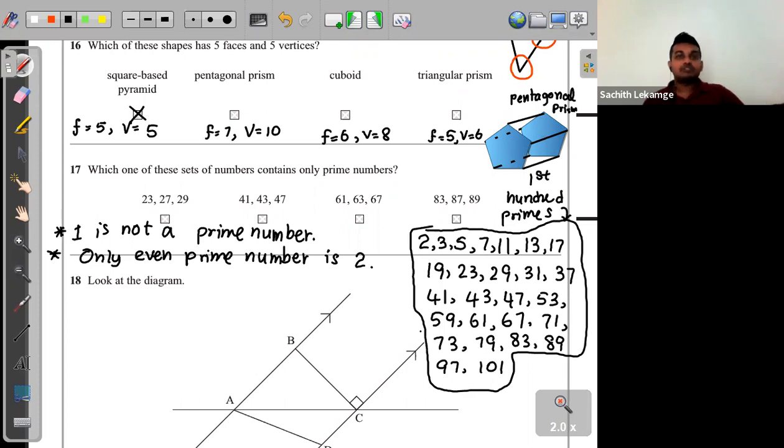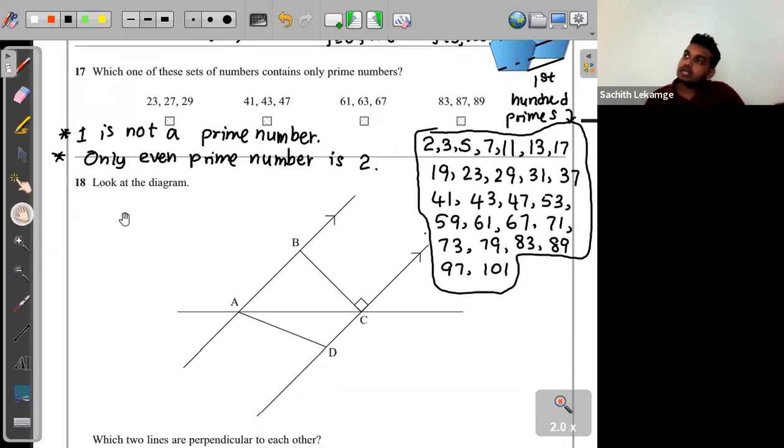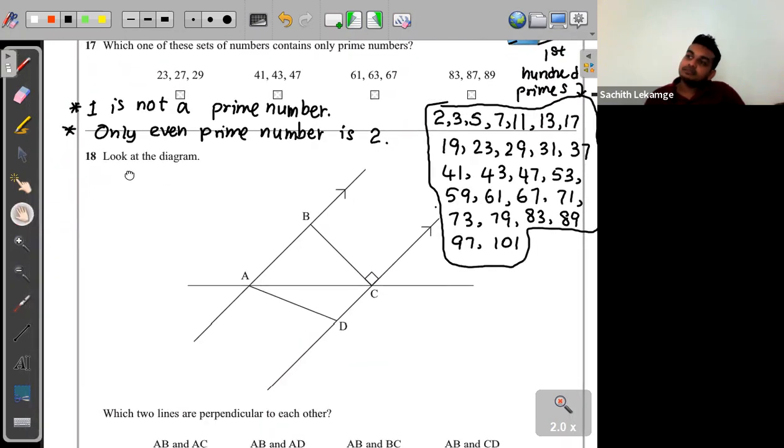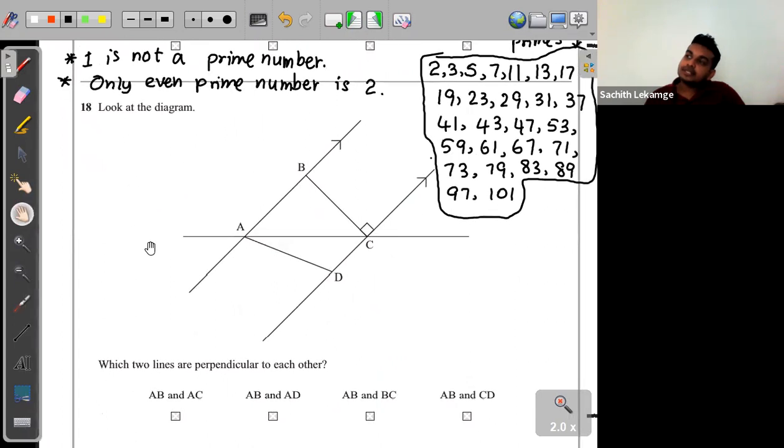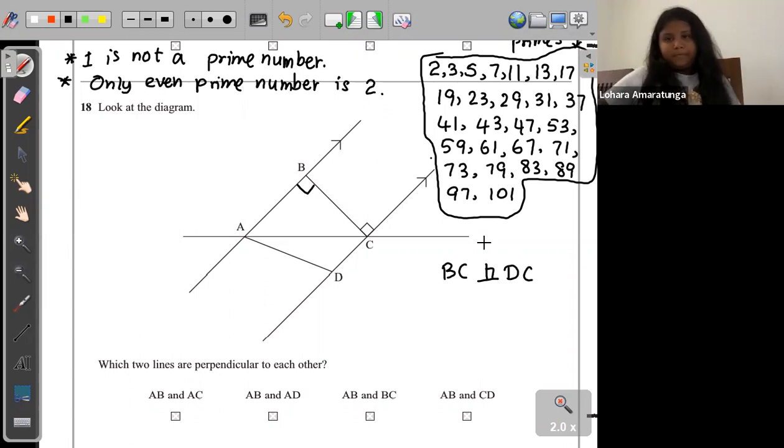Okay, I'm going for question number 18. Look at the diagram. Which two lines are perpendicular to each other? A, B, and BC. Very good. AB line segment and BC line segment. How did we find that they are perpendicular?